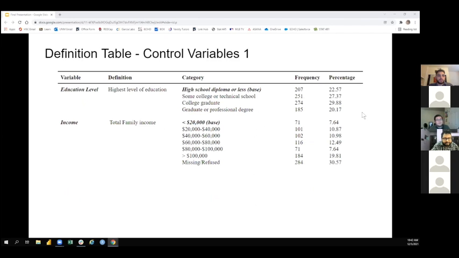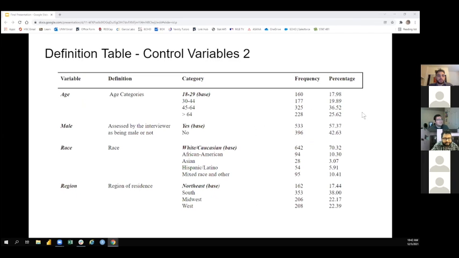Now here we can see our first set of control variables, which is education level and income. Again, both categorical variables that include our base being our highlighted level. And then here is our second set of control variables. These four, again, are all categorical. And again, with the base being present at the top of each category level.